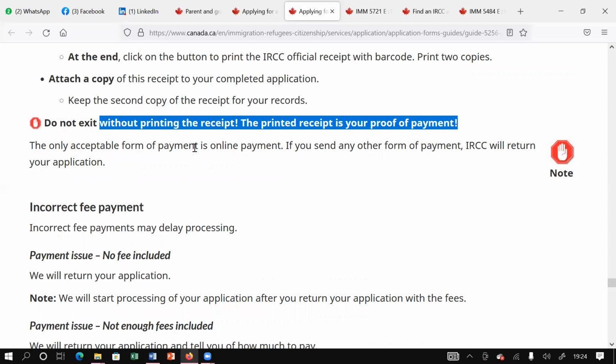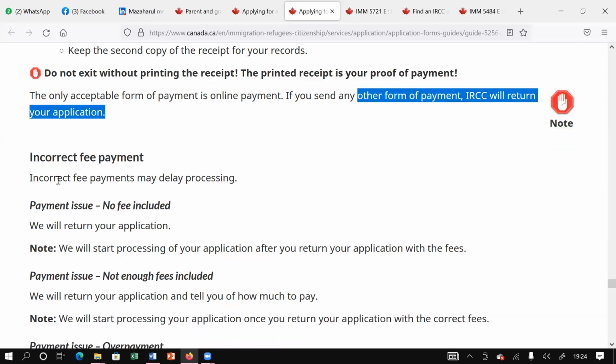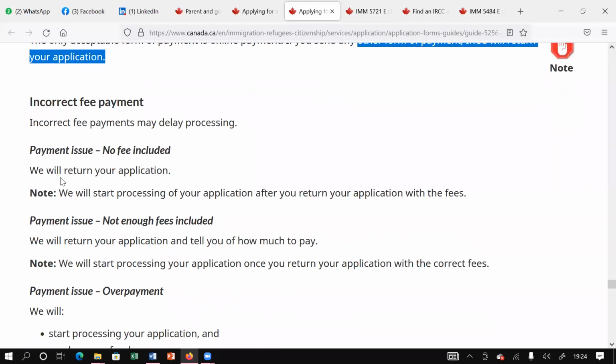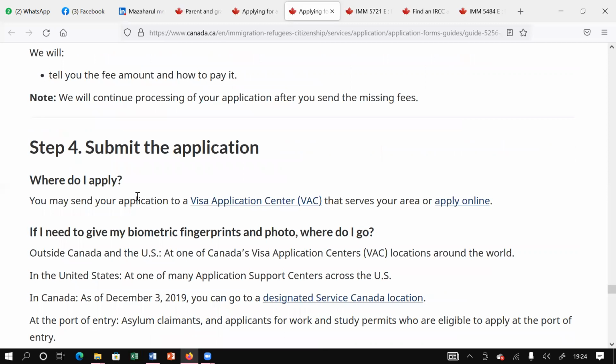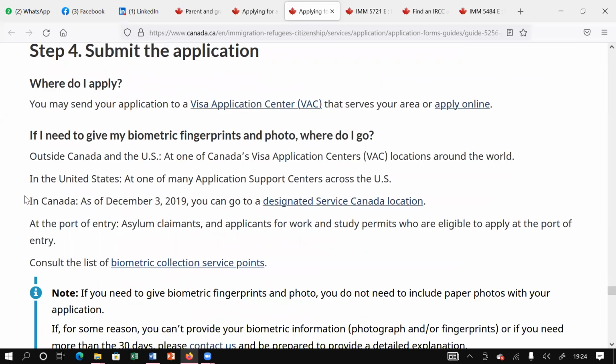The only acceptable form of payment is online payment. If you send any other form of payment, IRCC will return your application. So there are some issues written. You can go through them. Step 4 is submitting the application.